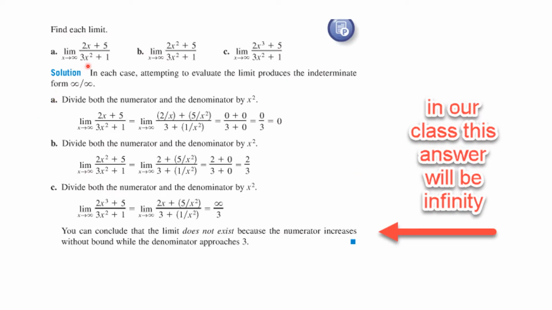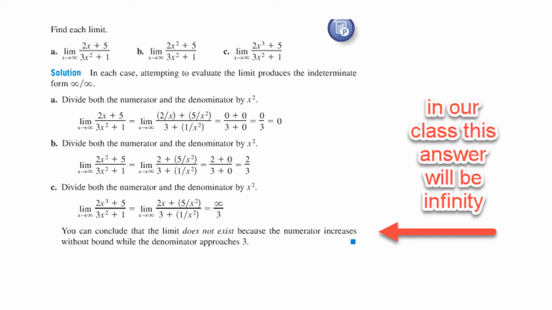In each case, you're going to be dividing top and bottom by x squared. And then when you take the limit for a, you're going to get 0. When you take the limit for problem b, you're going to get 2/3. And for c, you're going to get infinity. Now here, this note says you can conclude the limit does not exist because the numerator increases without bound while the denominator approaches 3. I understand what they're saying there, but this is a technicality we don't need to deal with. And so in our class, this answer will be infinity. It will not be does not exist.